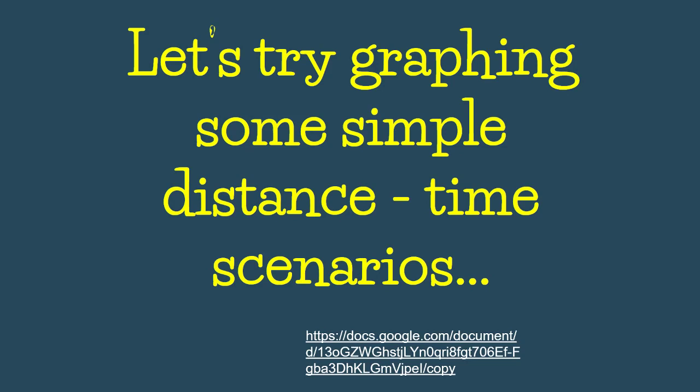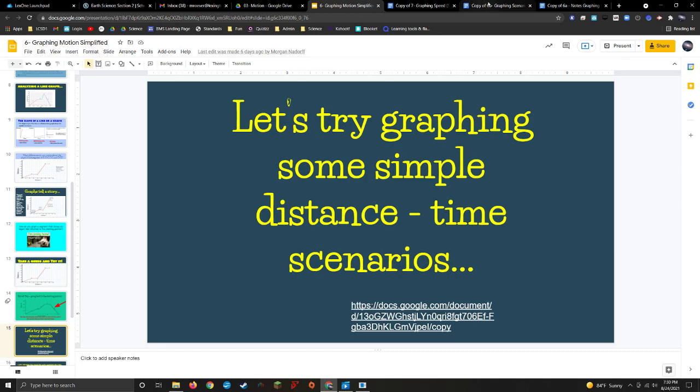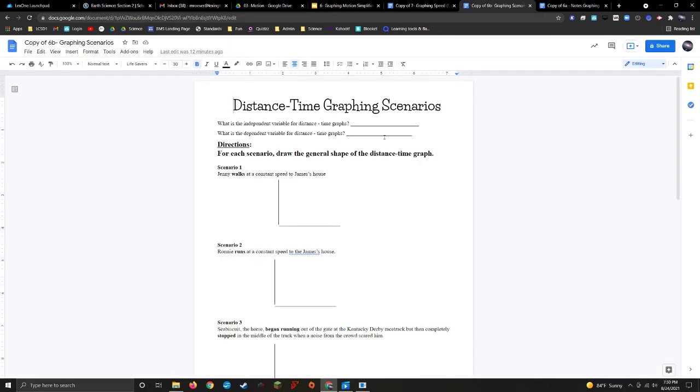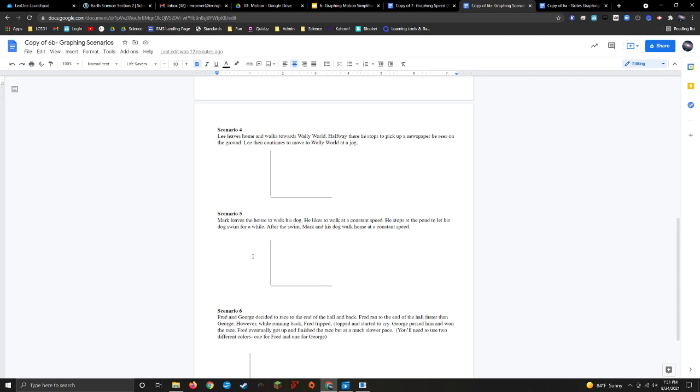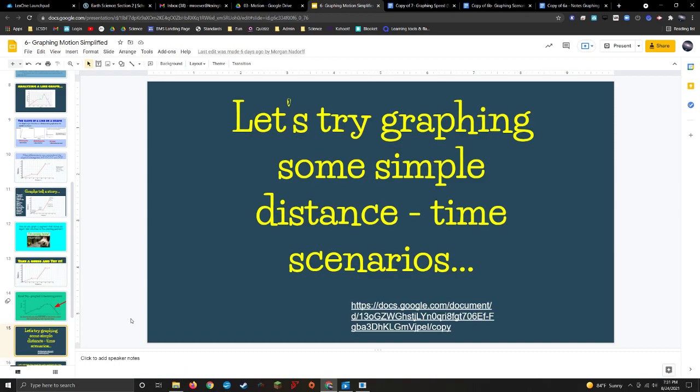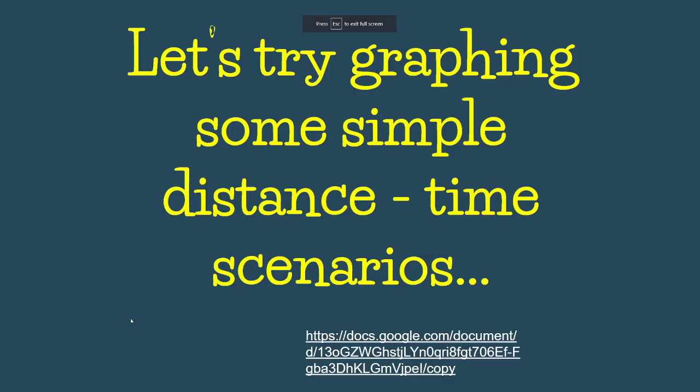All right, so now we're going to try graphing some simple distance time scenarios. And if we click on that link, we should see our second worksheet. So for each of these scenarios, you are going to draw what it's going to look like. So if someone's walking, what would the speed be, at least compared to if they were running? Which of these would be steeper? Okay. And then we're going to continue through here. Once again, your sub should have the answer key, and you'll be going over that probably towards the end of class. All right, coming back here.